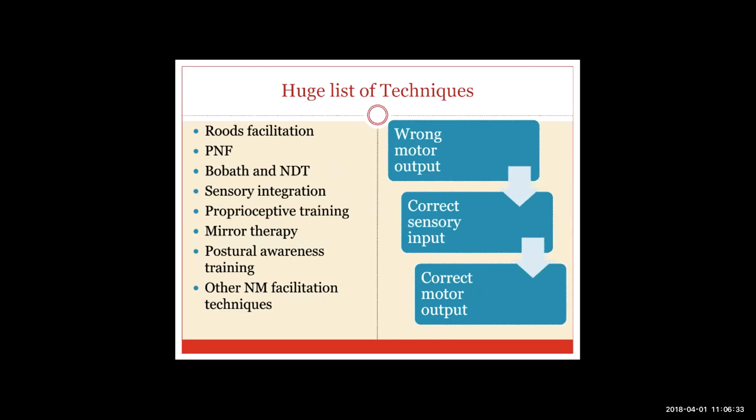We know a huge list of techniques which are based on this, like Rood's approach, facilitation approach, PNF (proprioceptive neuromuscular facilitation), Bobath and NDT approach, sensory integration, proprioceptive training, mirror therapy, postural awareness training, and other neuromuscular facilitation techniques. All these techniques were primarily based on the idea that the nervous system produces a wrong motor output, and if we provide a correct sensory input, a correct motor output would eventually come. That was the basis behind almost all these techniques.